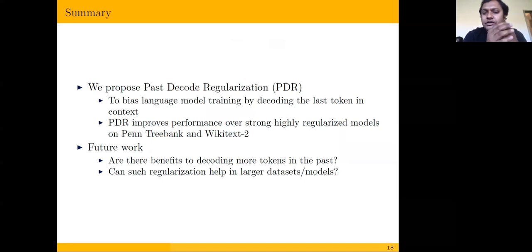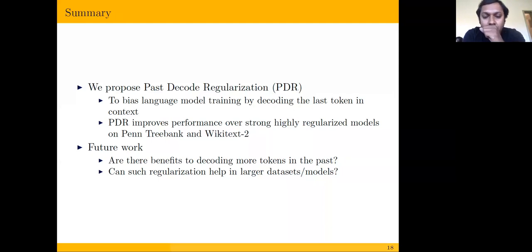As part of future work, we just used off-the-shelf LSTMs, and of course, it would be interesting to see what happens if you use transformers or whatever. The other more direct question would be whether, in this work, we just decode the last token in the context, but one could argue that we can decode even tokens further back. I am skeptical whether it will help too much, but of course that's something that needs to be checked out, whether it helps to decode more than one token in the context.